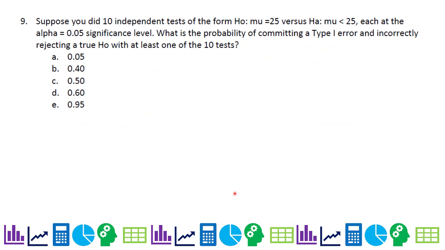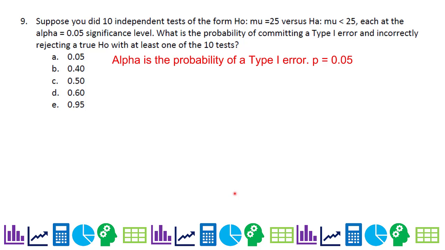Number 9, suppose you did 10 independent tests of the form the mean is 25 versus the mean is less than 25, each at the alpha equals 0.05 significance level. What is the probability of committing a type 1 error and incorrectly rejecting a true null with at least one of the 10 tests? All right, so the alpha, you set that as the probability of a type 1 error. This is what you're willing to live with. You're saying, I'm willing to be wrong 5% of the time.